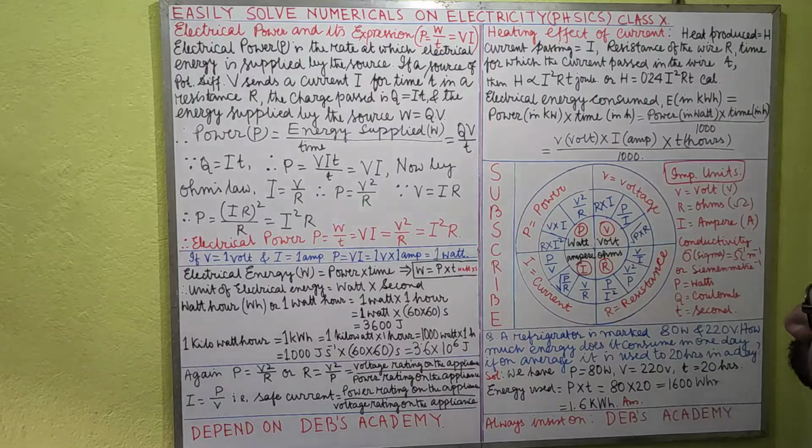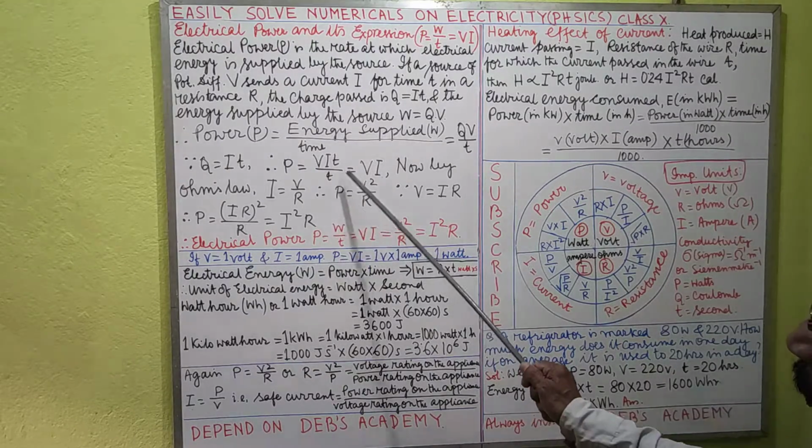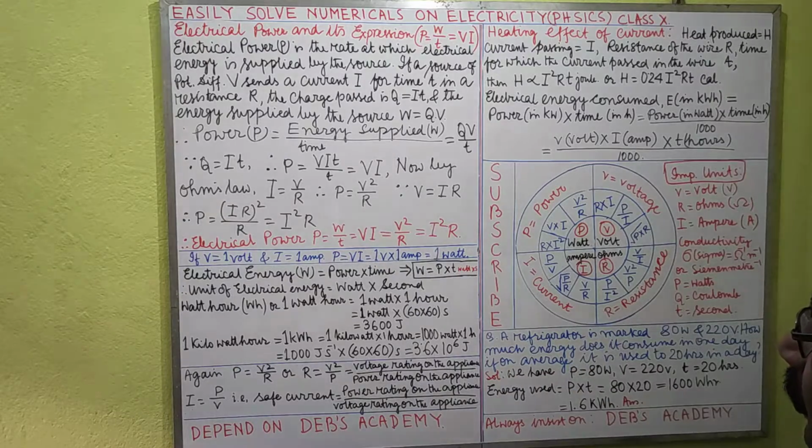Therefore power, we know that power equal to energy by time. That is energy supplied, that is work done, W equal to Q into V, and time, so Q into V by T. Here Q, meaning charge, equal to I into T, where I is current in ampere and T is time. And P equal to V I T by T. T will be cancelled out and it will be V into I. V is the potential difference, I is the current.